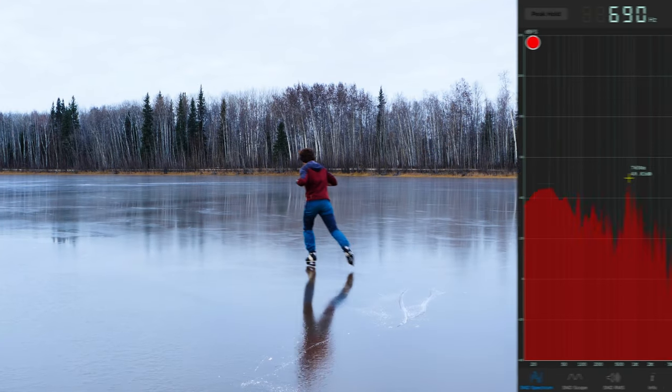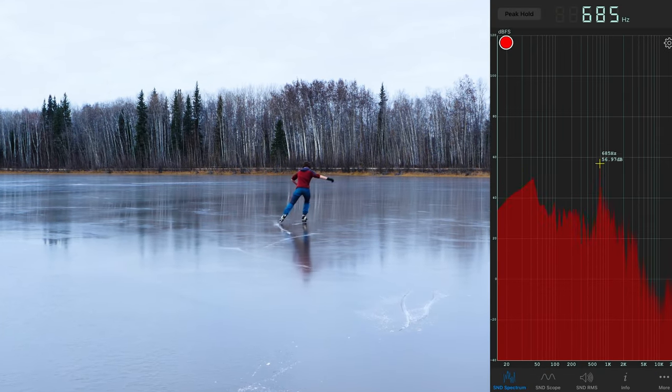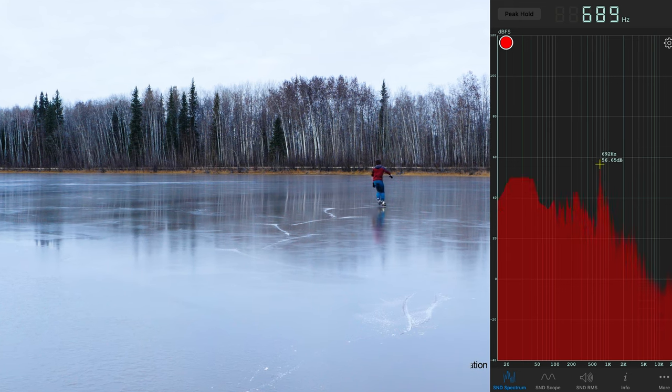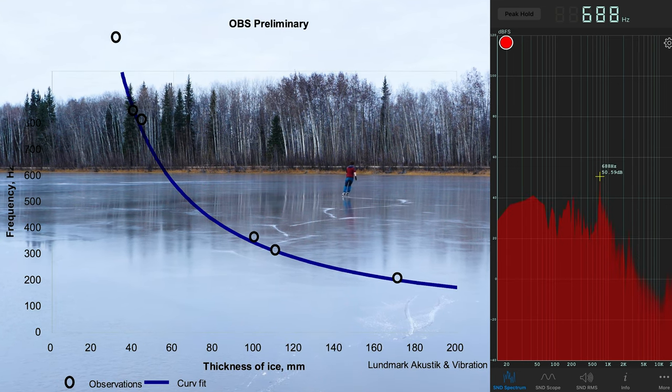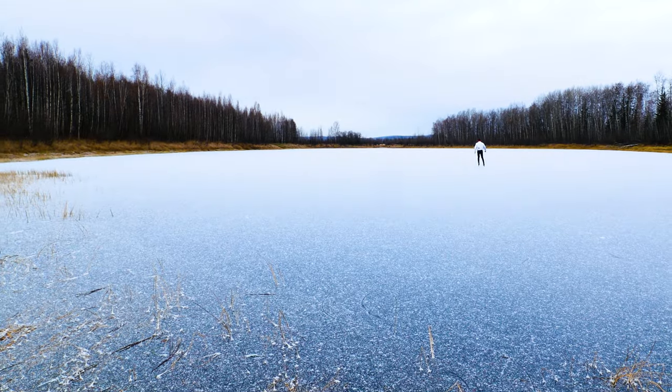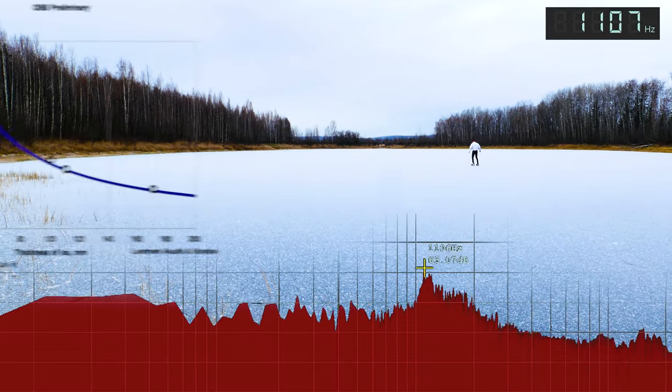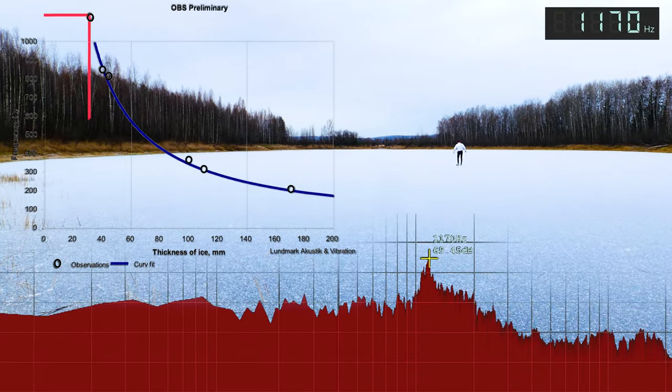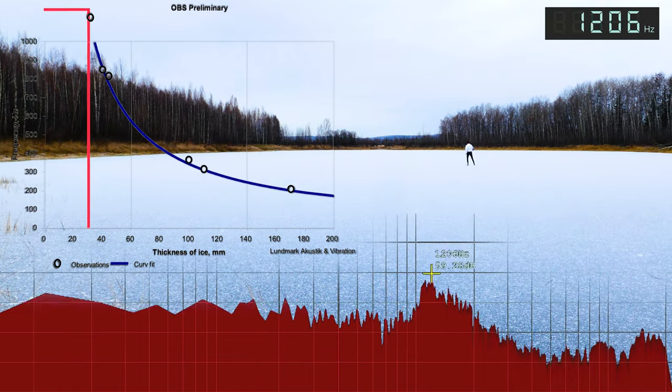By analyzing the frequency, we can find out how thick the ice is depending on the hertz. The higher the frequency, the thinner the ice. Now let's re-examine the clip where I fell through and use the coincidence frequency to determine how thin the ice was.